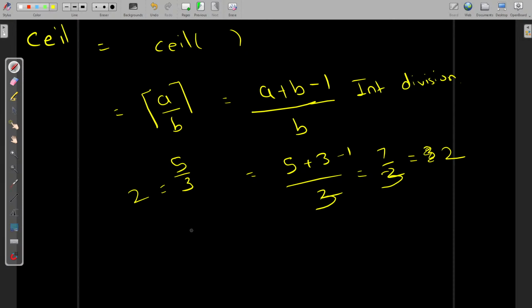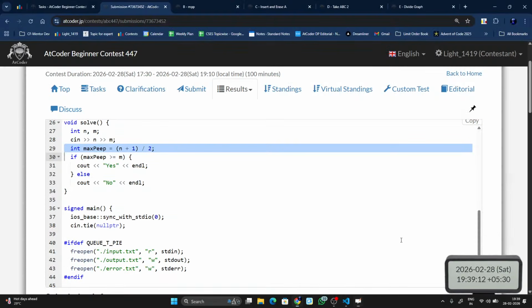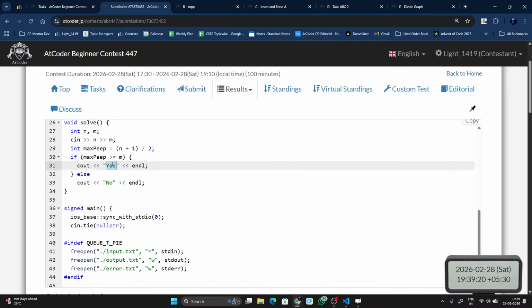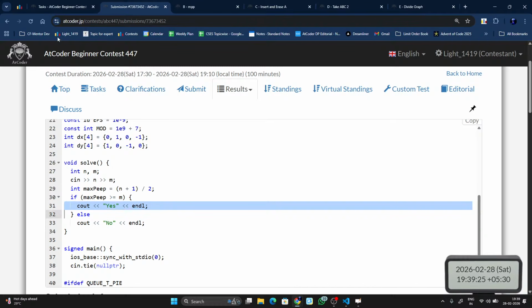I have used the exact same method, but since it was n upon 2, I translated the formula as n plus 2 minus 1 upon 2, which goes like this, n plus 1 upon 2. So you can see I have taken the ceil over here to find the max count. Then I'm checking if the max count is greater than or equal to m. If yes, then I'm printing yes, else no. So this was the logic for the first problem. Any doubts?